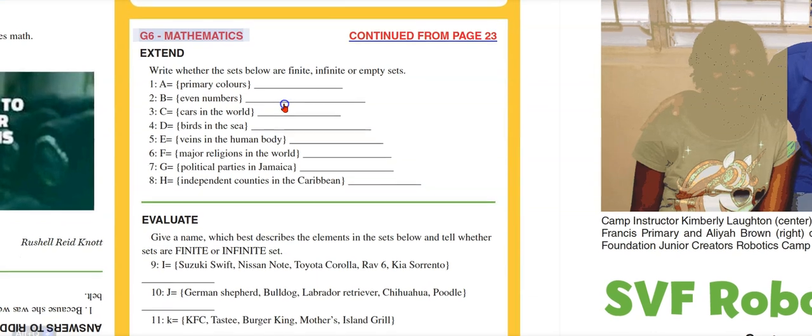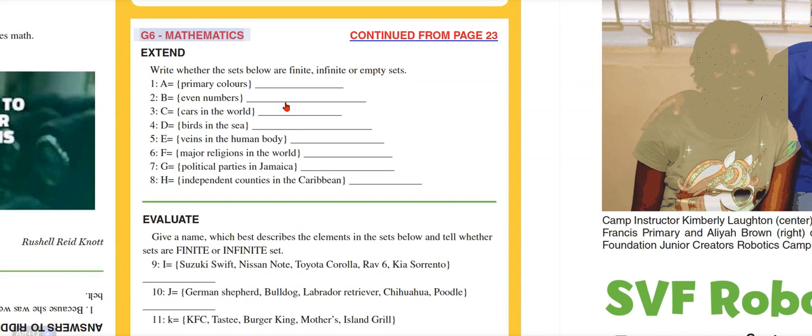So we're going to write whether they are finite, infinite, or empty. Primary colors. Is this finite, infinite, or empty? Well, we know it's not empty. And we know they have a certain amount of them. So it is not infinite, so finite. Maybe you can tell us what they are in our general discussion, but we're only expected to write finite, infinite, or empty.